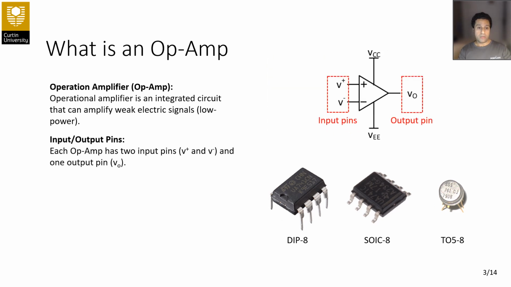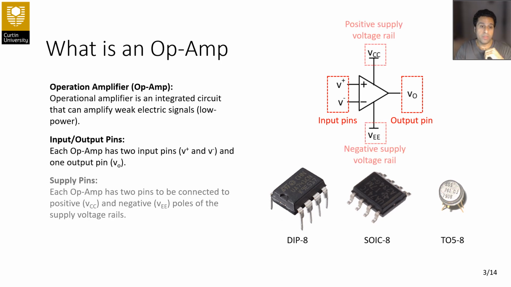So basically, an op-amp consists of two input pins known as V plus and V minus, and one output pin known as VO or V out in different references. And we also have two pins to supply this device known as VCC and VEE. These two pins are basically connected to the positive supply rail and negative supply rail in order to turn on the device and make it functional.